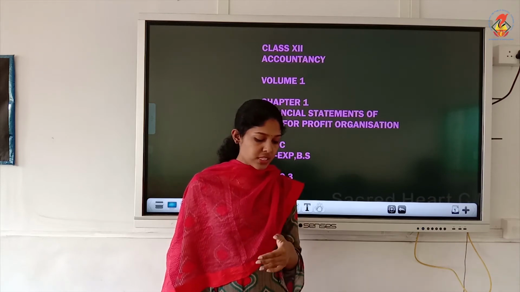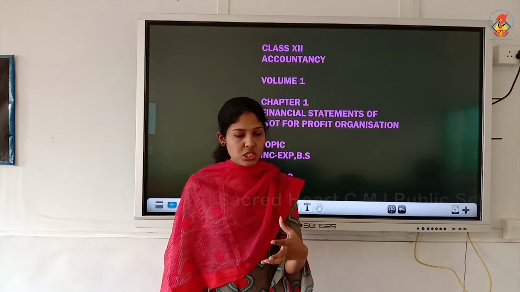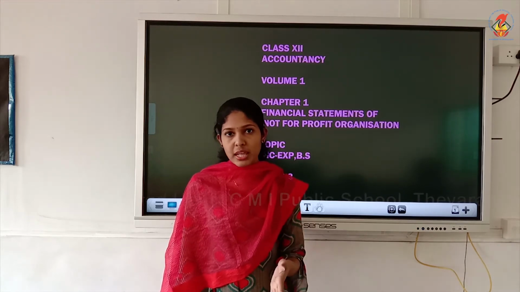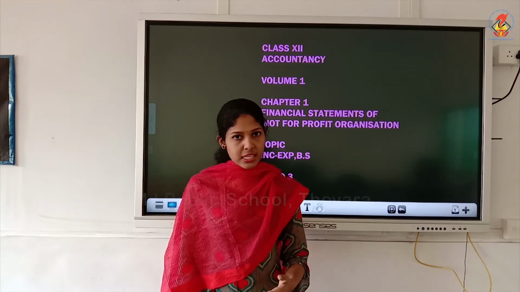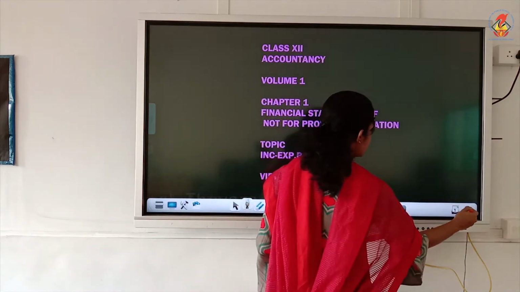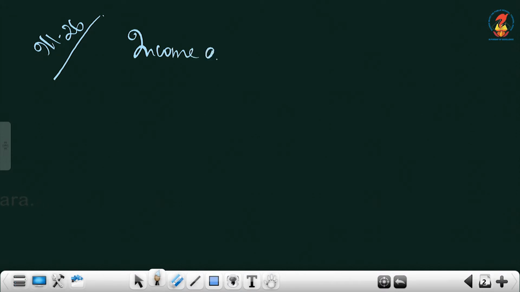Okay, the next item on the receipt side is donations, and nothing is mentioned, which means you can assume it as general donation, and general donations you can consider as revenue or recurring in nature, which we can include here. So we will draw the format and start this income expenditure account. You must have a heading and the name is income and expenditure account.